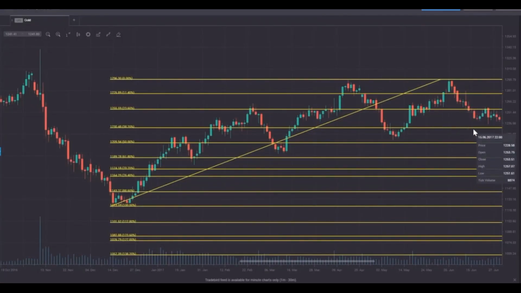At the moment, it is holding above that 38.2% retracement at 1230-ish level. And if that level breaks, the 50% one to watch out for is 1210. So there might be a couple of levels, if you're a fan of Fibonacci, to keep an eye on for gold in the days to come.